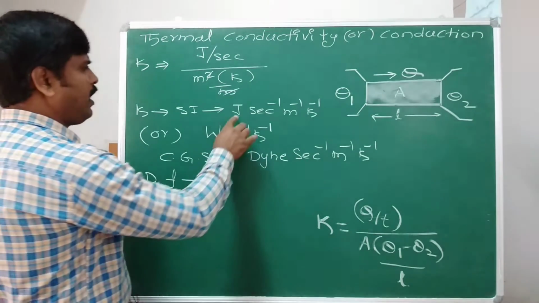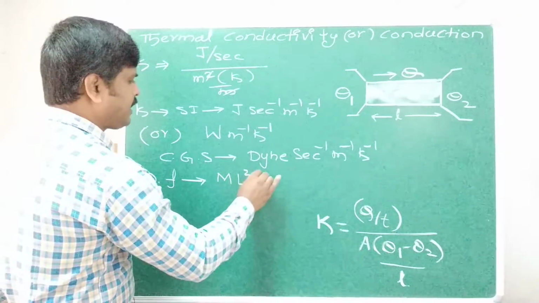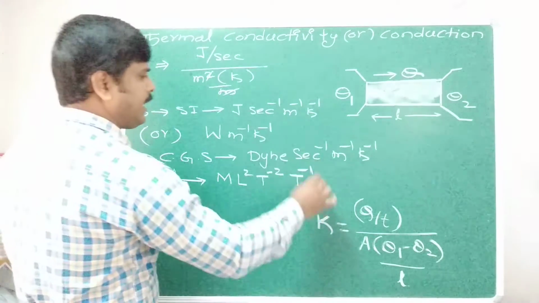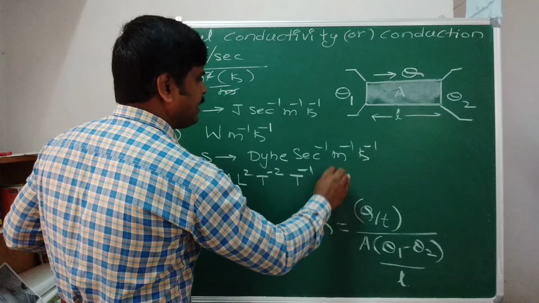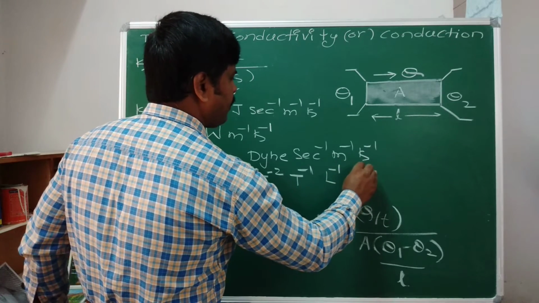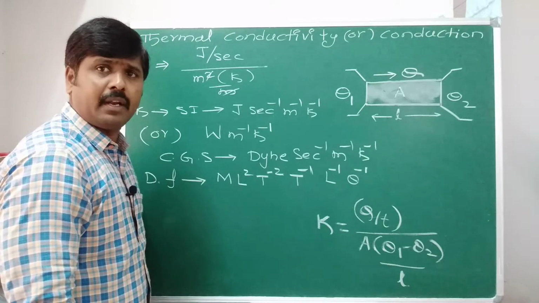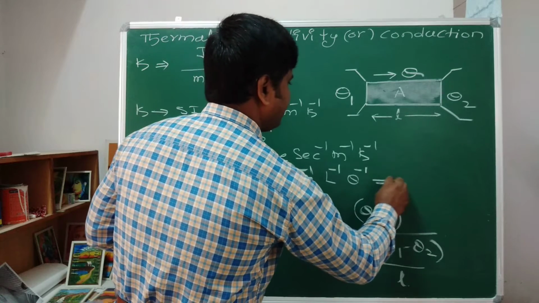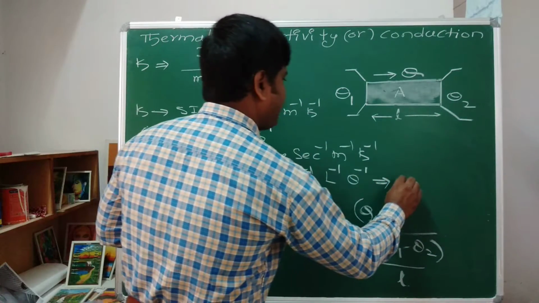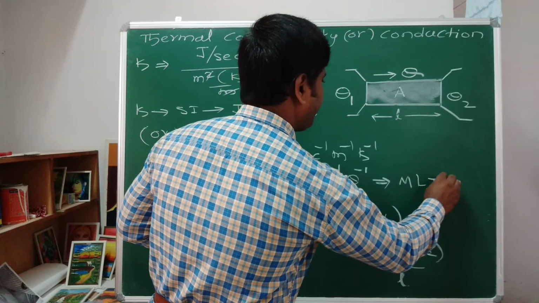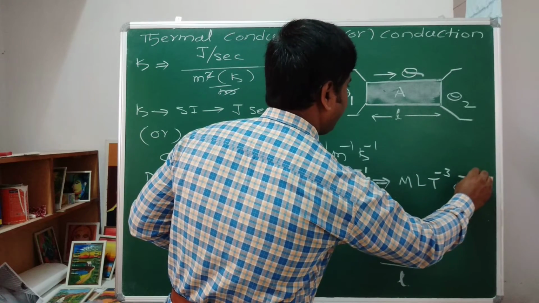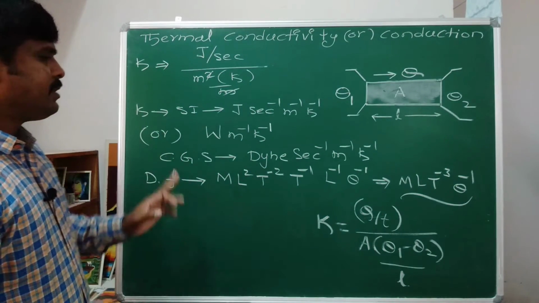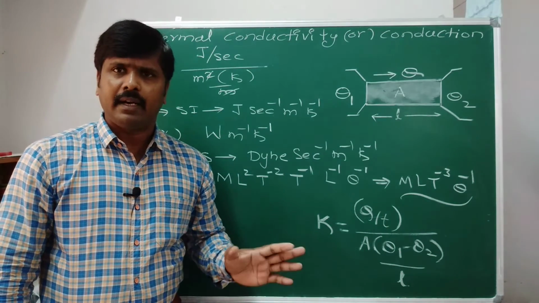For the dimensional formula, joule is M L² T⁻², T⁻¹ for per second, L⁻¹ for per meter, and θ⁻¹ is the temperature dimensional formula. So the resultant equation is the dimensional formula M L T⁻³ θ⁻¹. This is the dimensional formula of K, the coefficient of thermal conductivity.